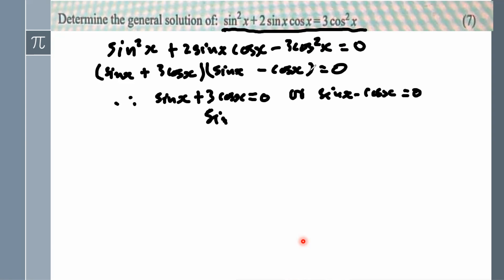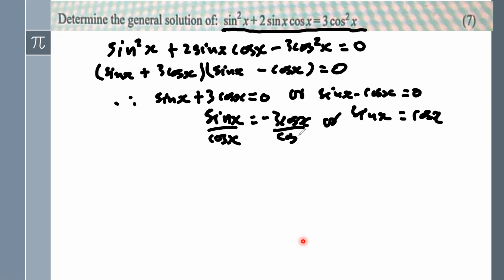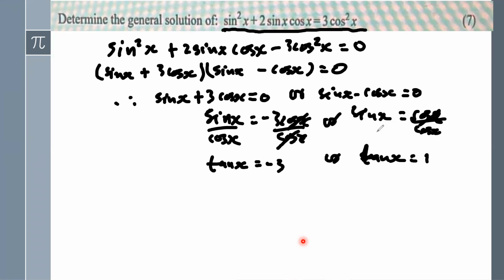Now, I know that dividing by cos will actually give me the tangent. So take that to one side, or sine x equals cos x. So I divide by cos x both sides. Then I have tan x equals negative 3, or here tan x equals 1, because cos x divided by cos x is 1. Here you get a tan. Now you have to work out both solutions.